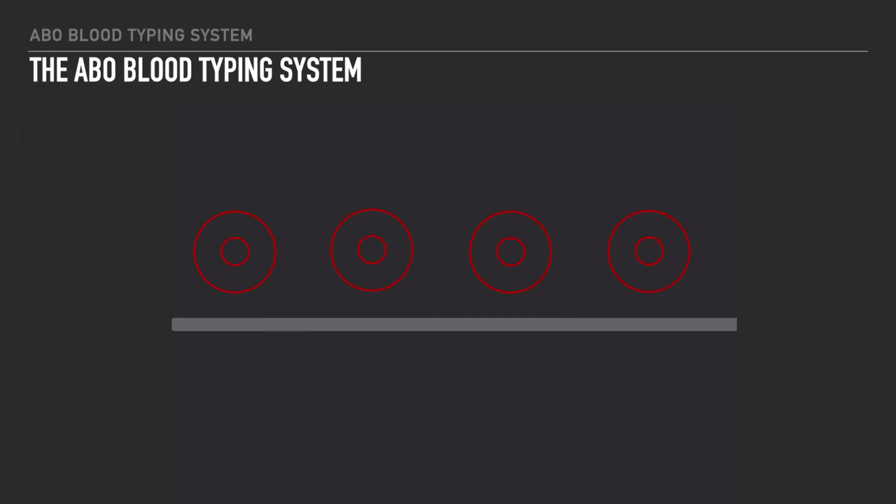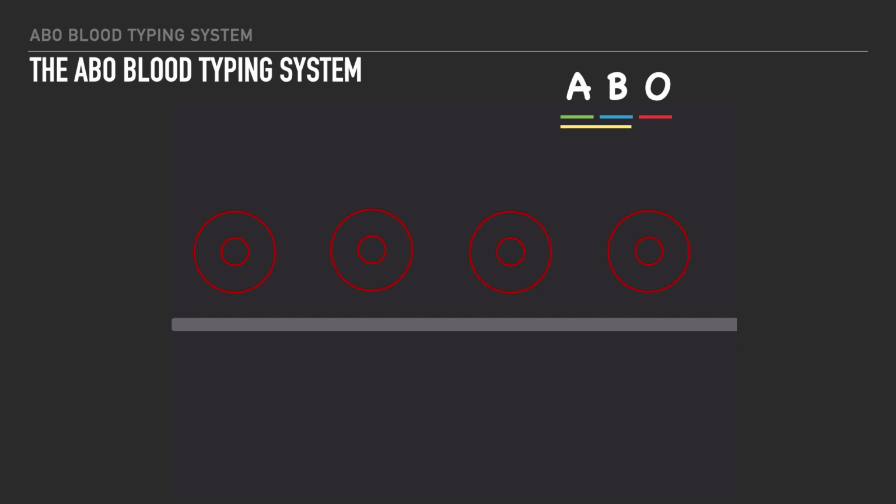So first, let's discuss why we call this the ABO Blood Typing System. We do this because each of these letters, the A, B, and O, represent the 4 different blood types that exist. Specifically, we have individuals who have type A blood, others who have type B blood, those who have type AB blood, and those who have type O blood.